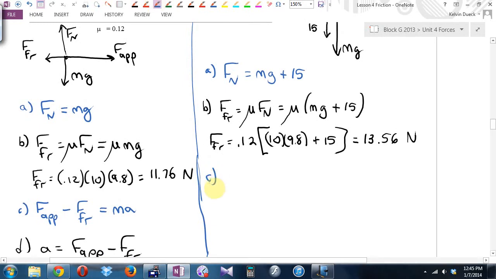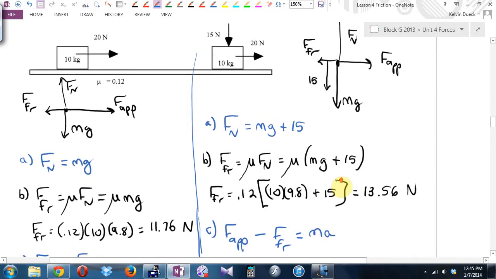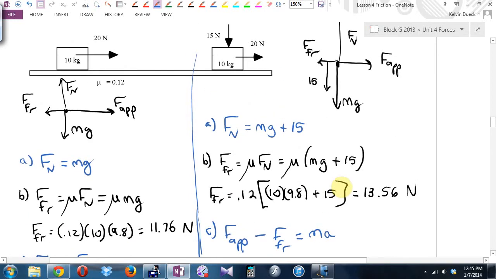C wanted the equation? You know what? It's going to be the same. Applied minus friction equals ma, isn't it going to be the same horizontally? Winner minus loser. I'm not putting verticals into a horizontal equation. Right?